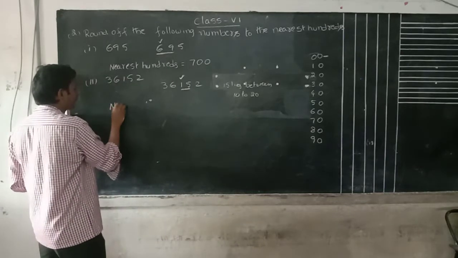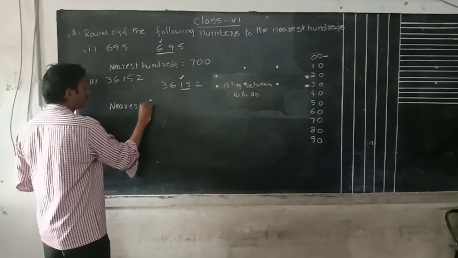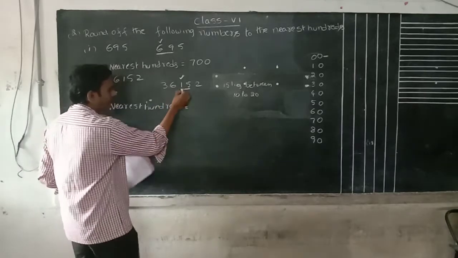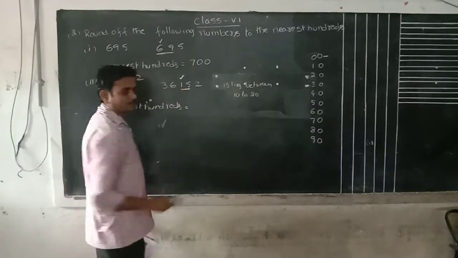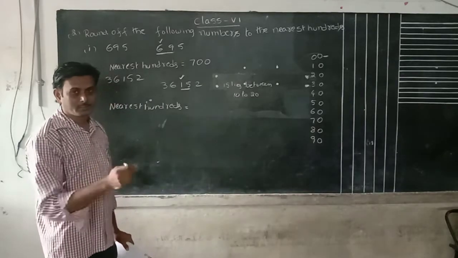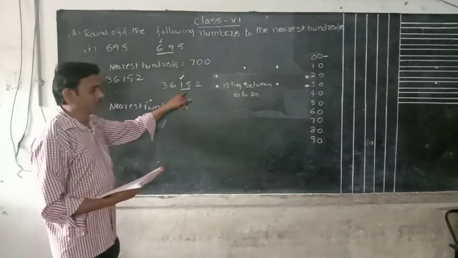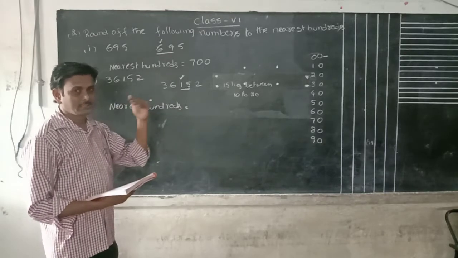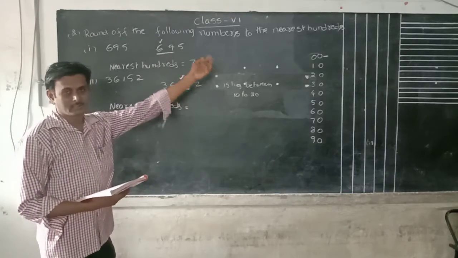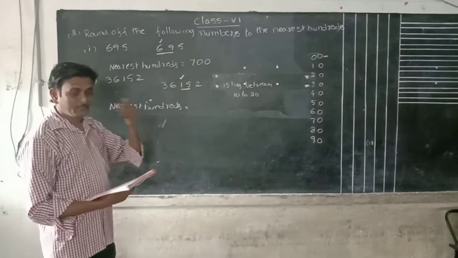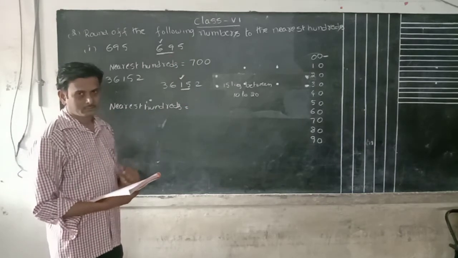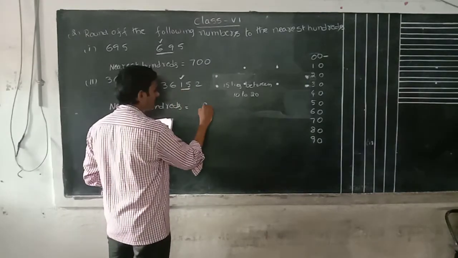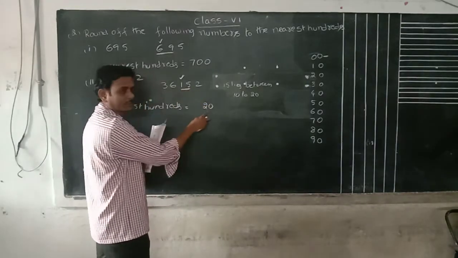15 lies between these two numbers, but which is nearest, 10 or 20? Whenever it is 15, we have to take the next number. Don't take the previous number. For 15, 16, 17, 18 we take 20. If the number is below 15, we go for 10. So 15 is taken as nearest to 20.